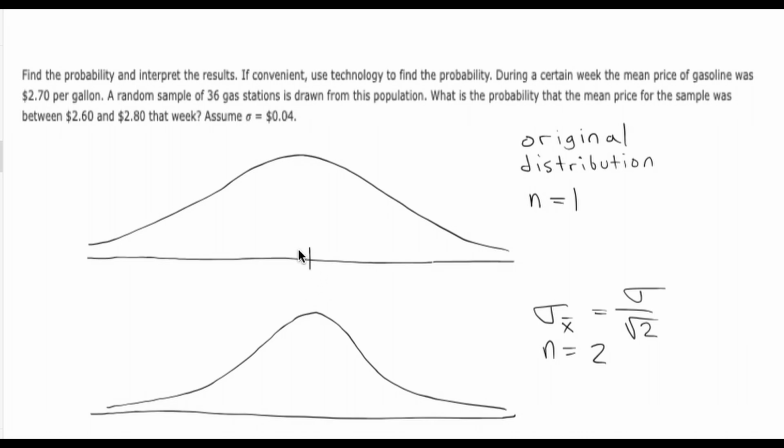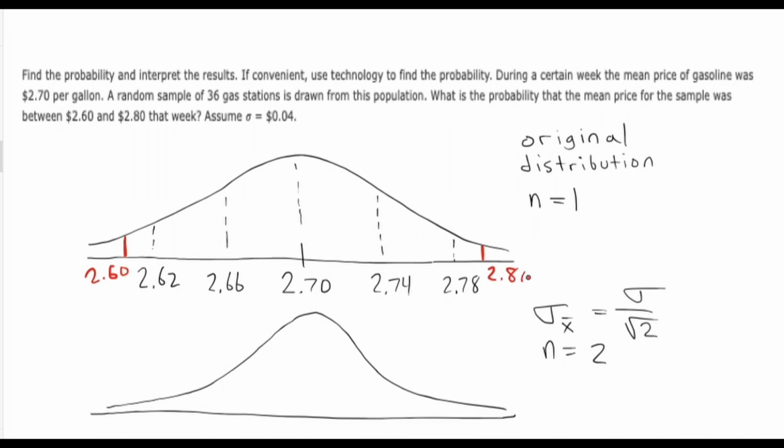Now let's see, the mean price was $2.70. One standard deviation above would be $2.74. Two standard deviations above would be $2.78. And then we'll have over here $2.66 and $2.62. The boundaries that they're describing are $2.60 and $2.80 though. So that would be like over here and over here. They want to know the chance of the station having a price between those extremes.